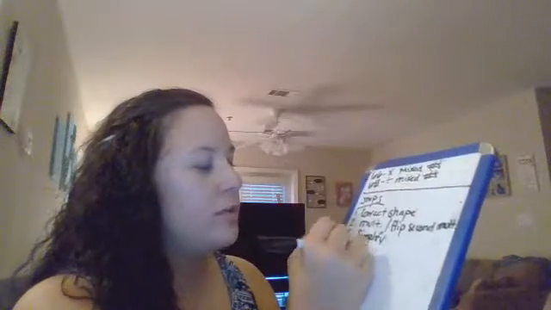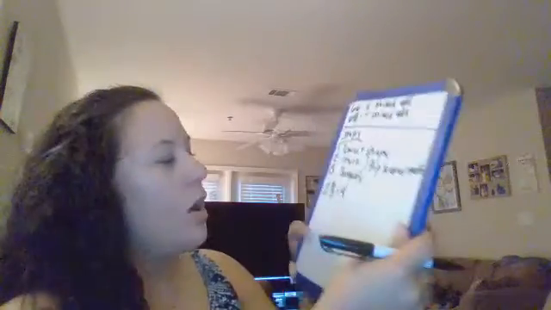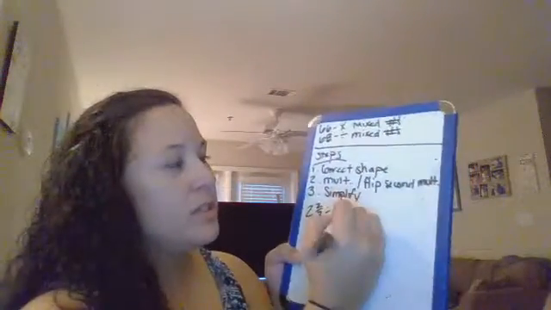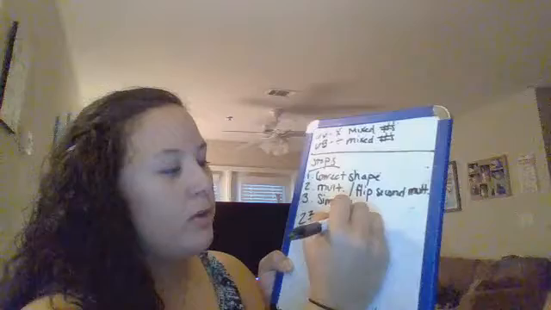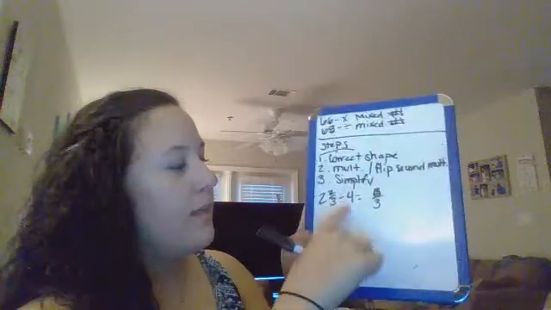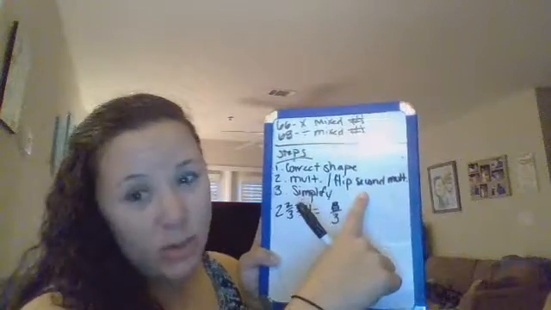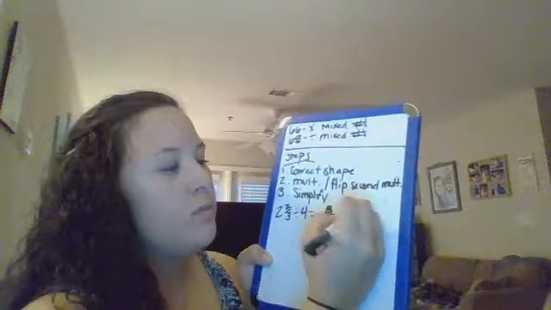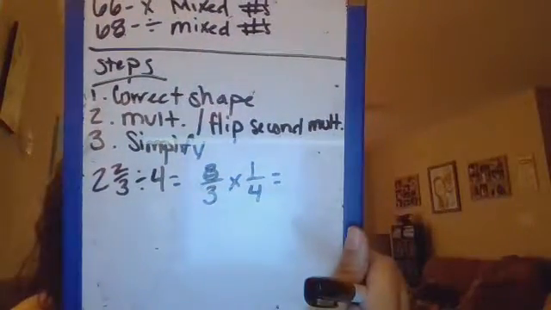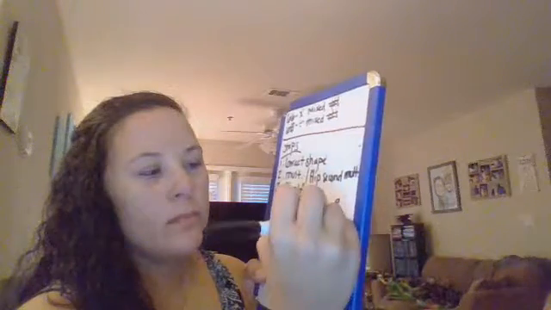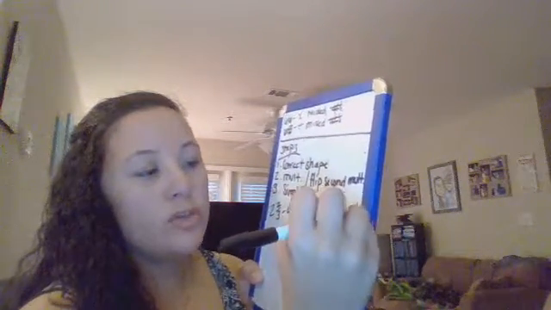All right, so our first one is going to be 2 2/3 divided by 4. We already had the 2 2/3 in its correct shape. We did that earlier, and it was 8 thirds. And this is 4 over 1, but since we're dividing, we need to flip it. So it would be 8 thirds times 1/4. And that's going to be 8/12, which is equal to 2 thirds.